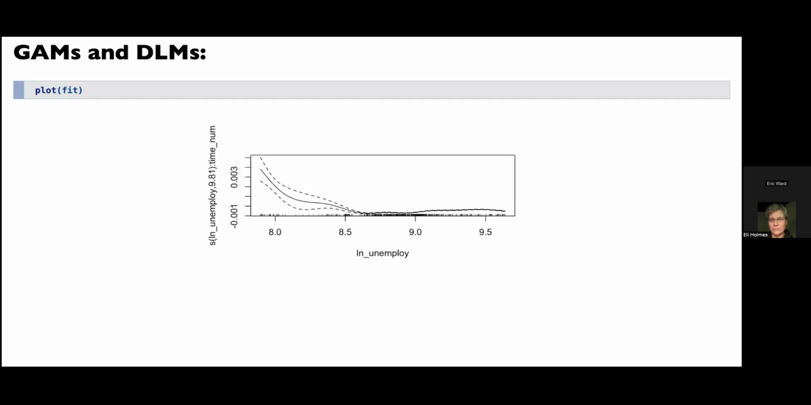And this is what the curve would look like coming out of that model. When we put that smooth over unemployment and say by equals time, the curve coming out of this looks like this, where unemployment is on the x-axis and the predictions from the spline are on the y. Where we have a lot of data, we get pretty similar predictions, but in other regions, especially at the beginning of the time series, things are jumping around a bit more.